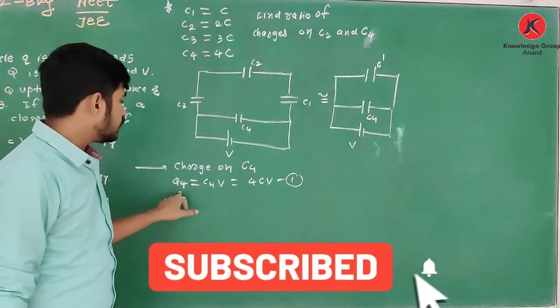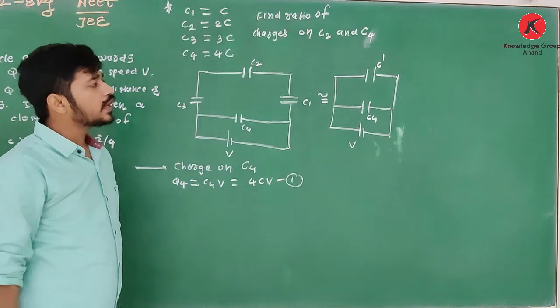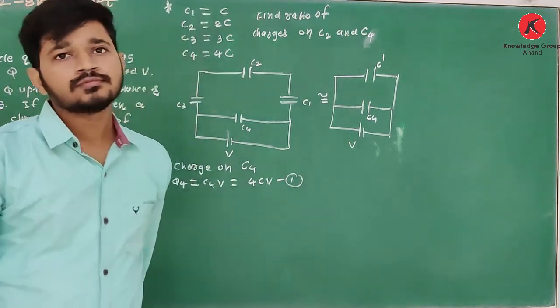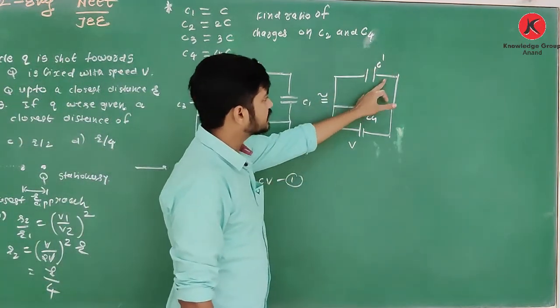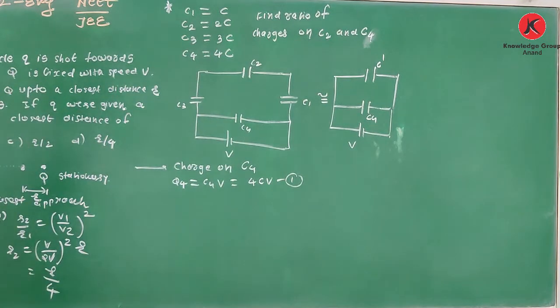Now we got the charge on C4. We have to now find the charge on C2. How to find the charge on C2? So first of all, I have to find this equivalent capacitance C dash. How to find this equivalent capacitance C dash?